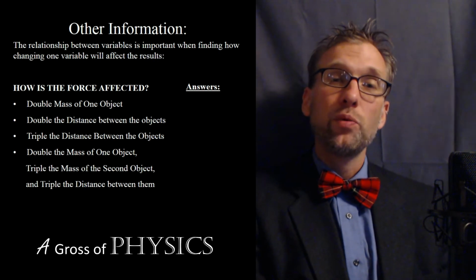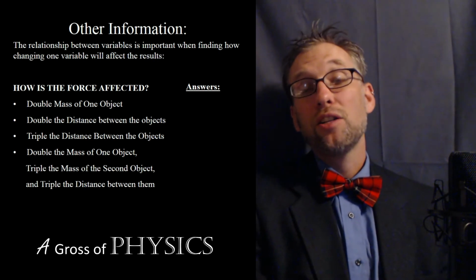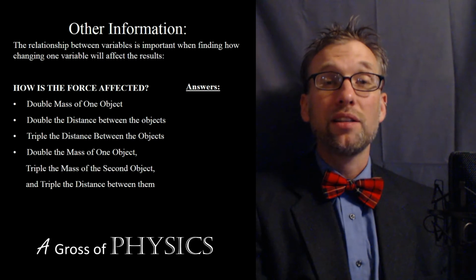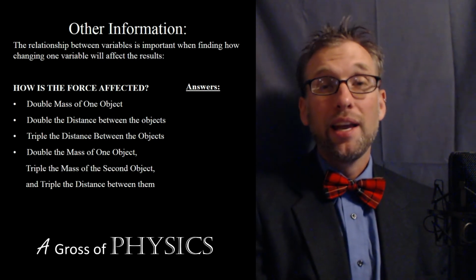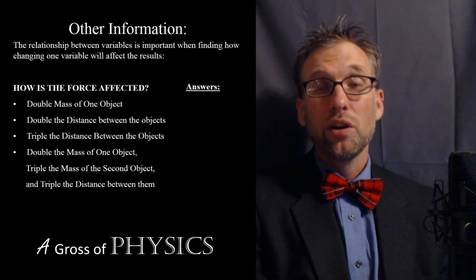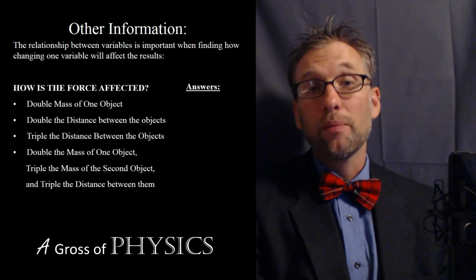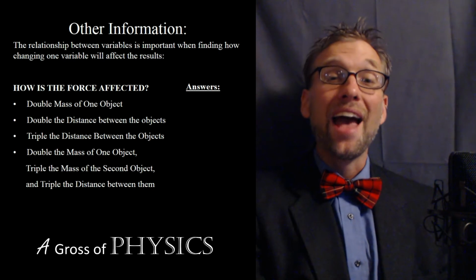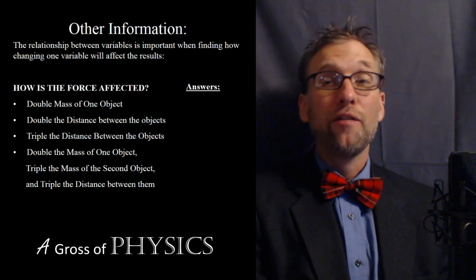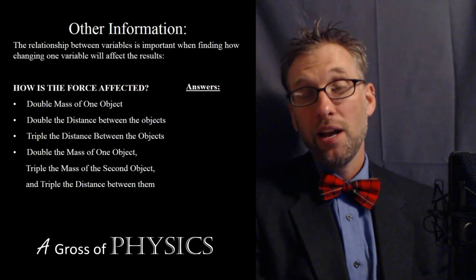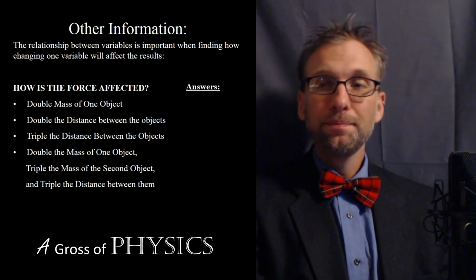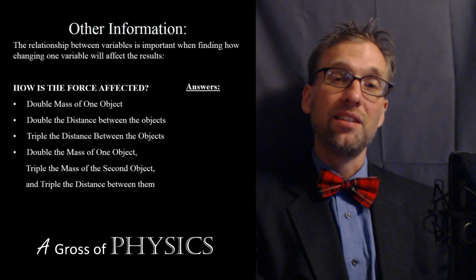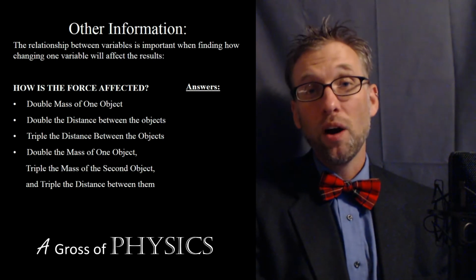Now, there's a process by which we typically do this. What I like to do is put in ones for everything that stays the same, and I'll put in the variable that changes for the numbers that are going to change. For example, if I double a number, I'm going to put the number 2. If I halve the number, I'm going to put a half. If I triple the number, I'm going to put a 3. And if I quadruple a number, I'm going to put 4. Every other variable that stays the same stays as a 1.